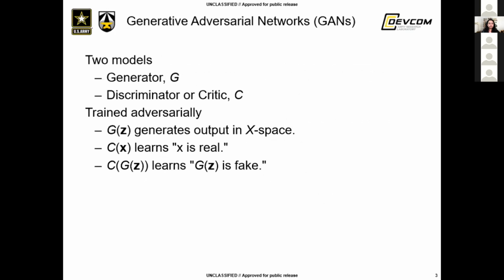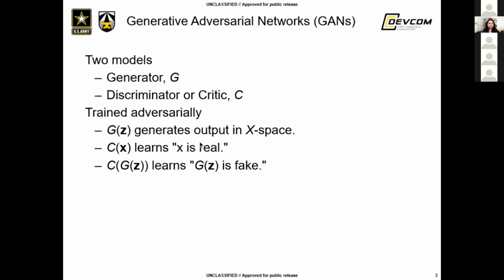So a quick refresher on GANs. Again, everyone here is probably familiar with them, but just in case, there are two models, a generator and a discriminator, where the generator takes some latent space vector and generates an output in data space. The discriminator looks at different data space images and decides whether or not they are something the generator created or whether they're from the true data distribution.